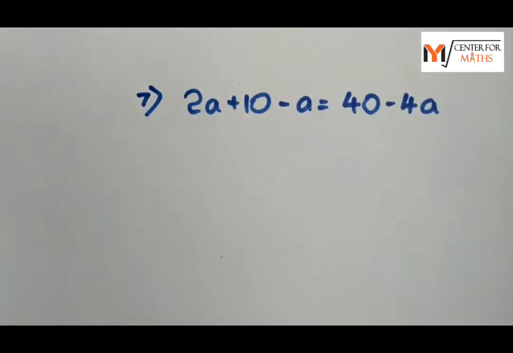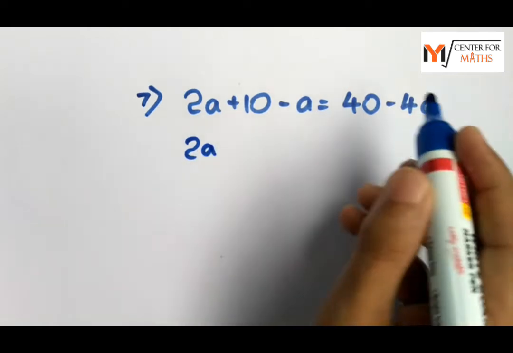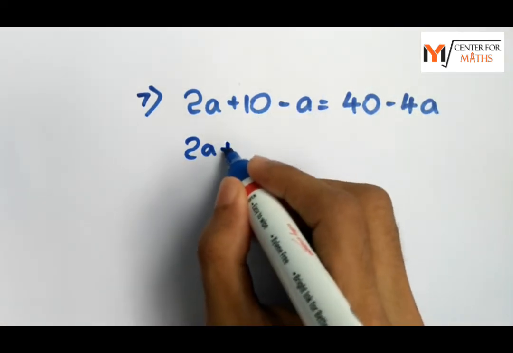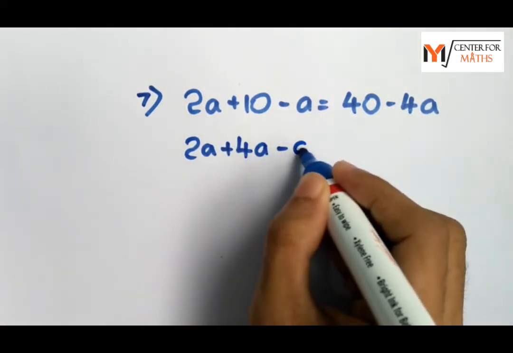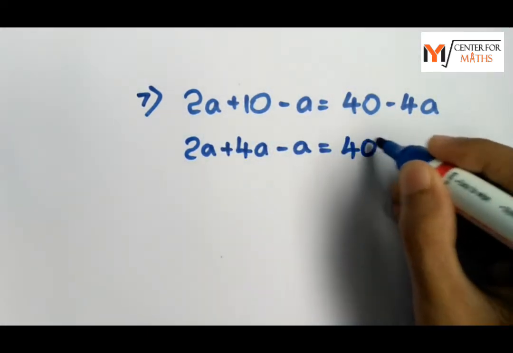This is not much difficult. They are asking us to find the value of a. So what do we have to do? First we have to take all the a terms to one side. 2a minus 4, I am taking that to the left side, then that will become plus 4a. And here still minus a is remaining. Plus 10, if I take that, that will become minus 10.